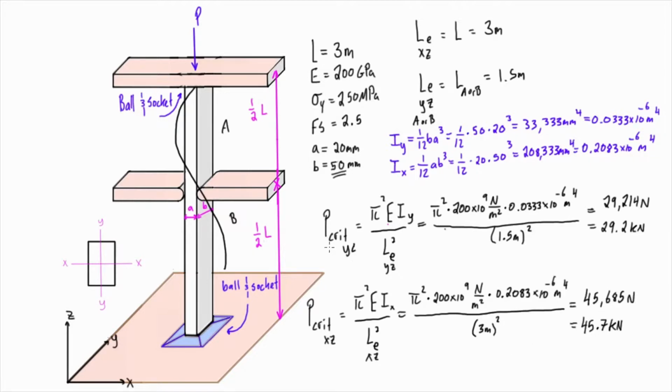In this case, we look at them and we take the smaller of the two values, and that is going to be buckling in the YZ plane. So let's throw a box around that. It's going to be 29.2 kilonewtons, and that is what causes us to get buckling, and that buckling is going to be in the YZ plane. We would need more applied load for it to buckle in the XZ plane, but it's going to buckle first in that YZ plane.